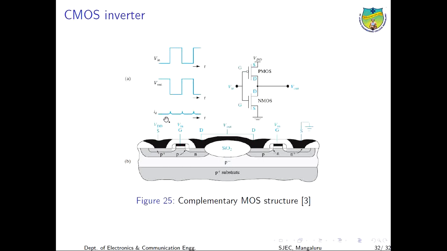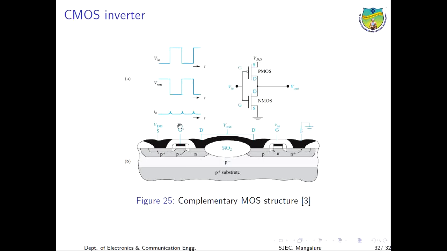Then the source terminal of the PMOS is connected to VDD. Over here this is the source terminal. The source terminal of the PMOS is connected to VDD, and similarly the source terminal of the NMOS is connected to ground. The gate terminals of the PMOS and NMOS are interconnected and given to the input. Here you can see the gate terminal of the PMOS and the gate terminal of the NMOS. The interconnection is not shown over here, but they are interconnected, and then the input is given to this particular terminal.